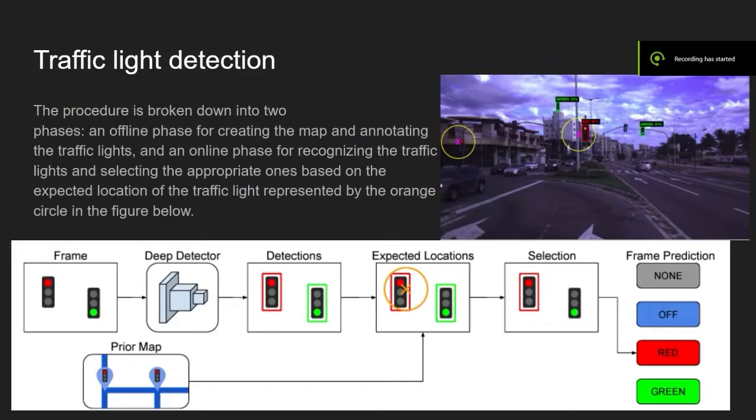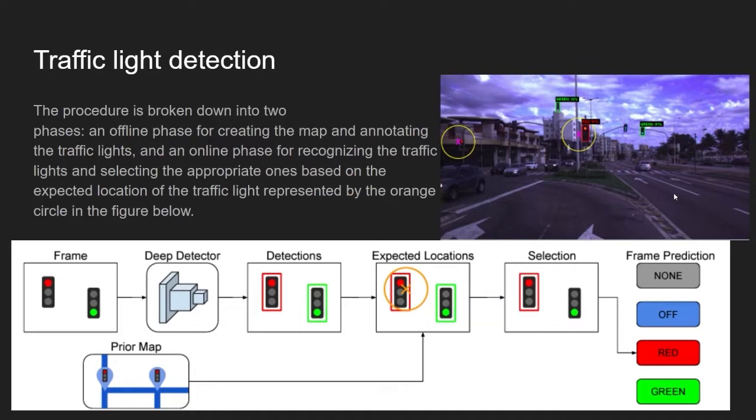Next, we have traffic light detection and 3D object detection. This procedure is broken down into two phases: an offline phase for creating the map and annotating the traffic lights, and an online phase for recognizing the traffic lights and selecting the appropriate ones based on the expected location of the traffic light, represented by the orange circle in the figure on the side over here and here.